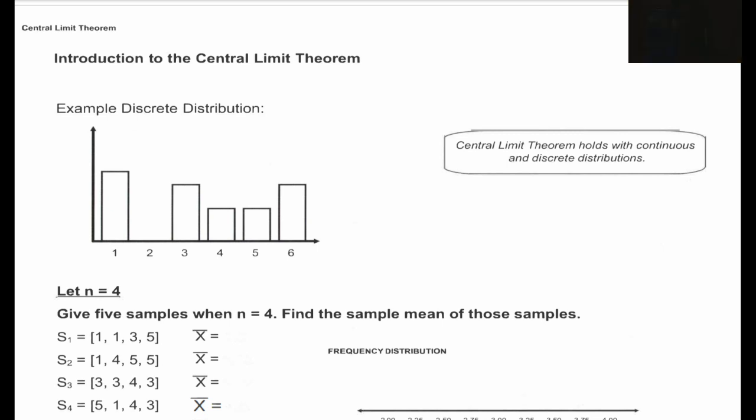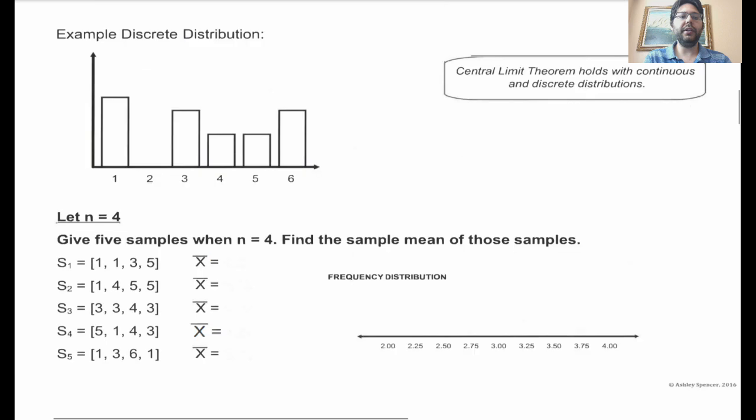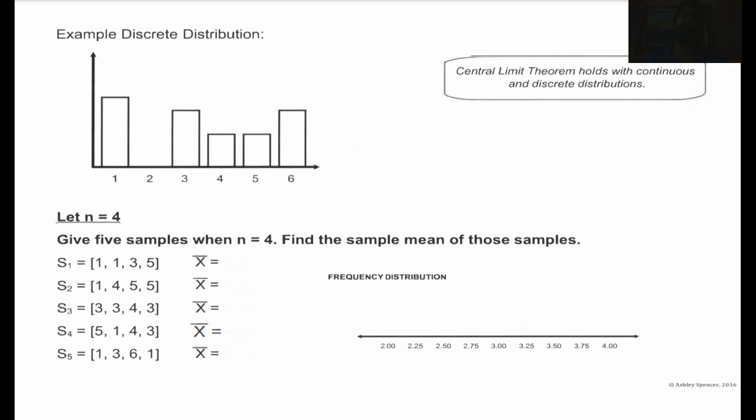Now, the central limit theorem holds with continuous and discrete. Remember, continuous is when you don't have to lift your pen to draw the curve, right? So you can have decimals in between. Discrete is whole numbers. So look what happens when we take this discrete distribution and let's just say that these represent cards. And the cards are labeled 1, 3, 4, 5, and 6. There is no 2 because there's no 2 there.